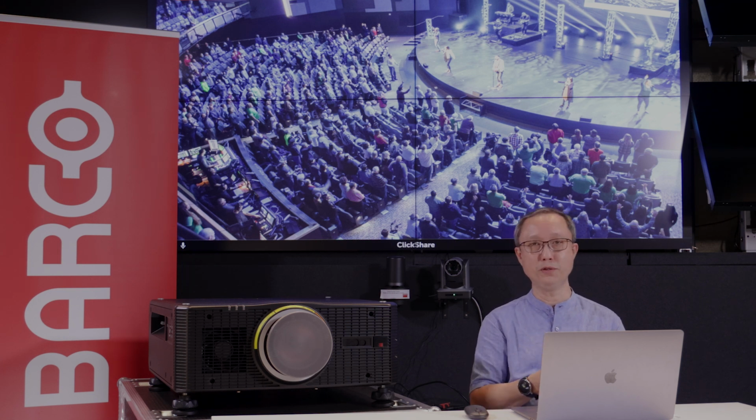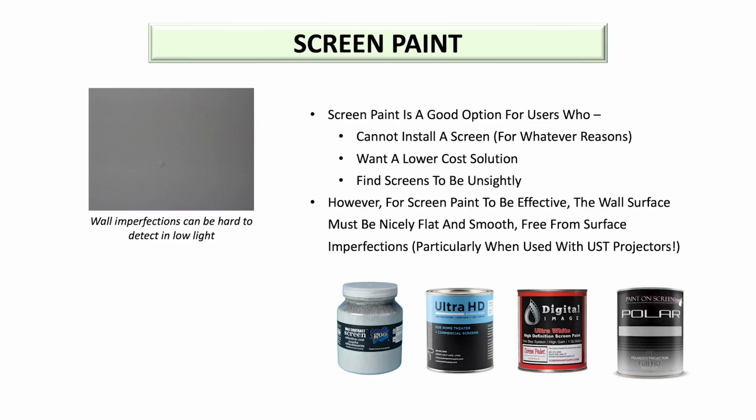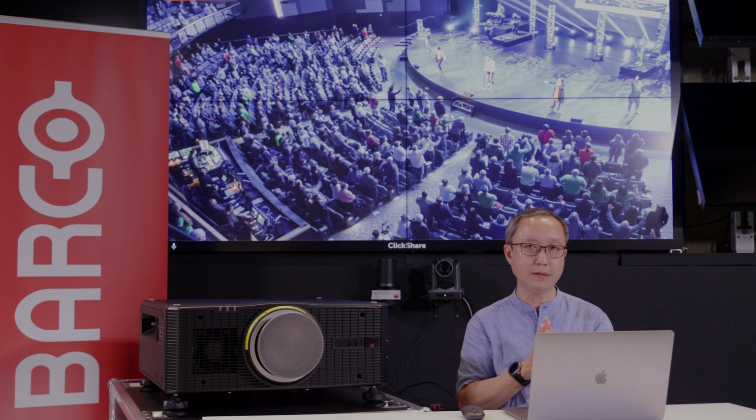Even for your home, some people are actually using it for their home theater. But in churches, a lot of the places I've seen who don't want to put a screen there for whatever reason have resorted to using screen paint with very good results. However, for screen paint to be effective, the wall surface must be flat and smooth, free from surface imperfection, especially when you're using what we call UST projectors or ultra-short throw projectors. Because ultra-short throw projectors are really notorious for revealing imperfections on the surface.